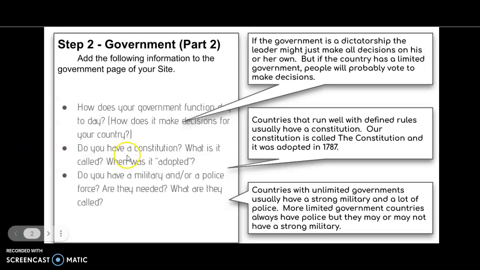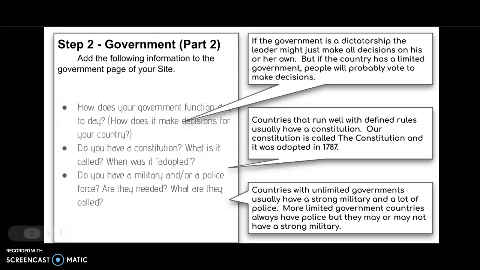Then the second part is, do they have a constitution? We do. We're an organized government. We're a limited government, so we have a constitution. Some countries that are unlimited governments don't have a constitution because they don't need one, because nobody has any rights anyways. So think about that.